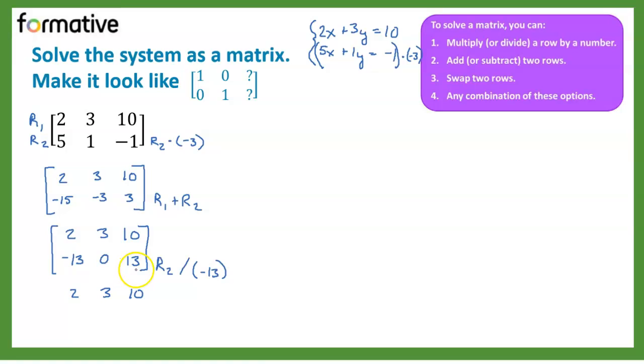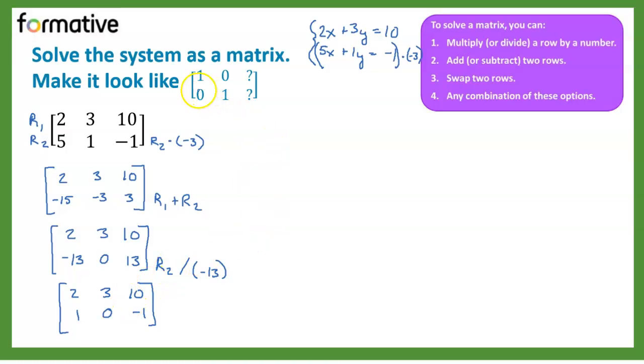Now we're going to divide each of these terms by negative 13. Negative 13 divided by negative 13, that's just a positive 1. 0 divided by anything is 0. 13 divided by negative 13, that's negative 1. And look at that, 1, 0, negative 1. That tells us our x value. We already have our x value, x equals negative 1.